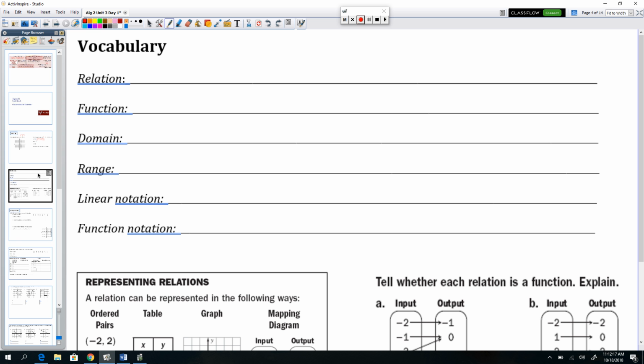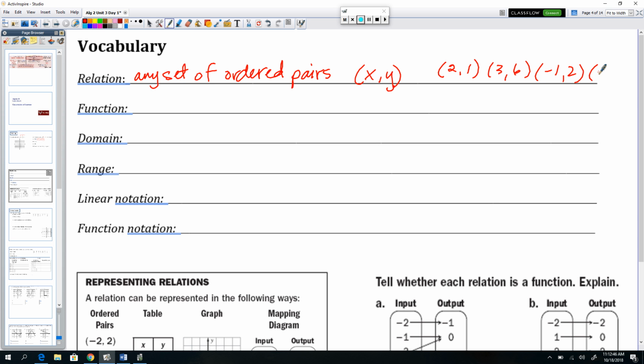So I'm going to start today's new material. Once again, some of this should be repeat for you. A lot of you saw this in Algebra 1. When we talk about a relation, we're talking about any set of ordered pairs. And remember what an ordered pair is. That's the thing that looks like this, x comma y. So maybe you have 2 comma 1, 3 comma 6, -1 comma 2, and 3 comma 4. This is a relation. This is a set of ordered pairs.